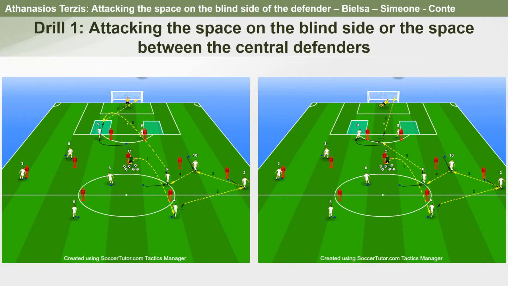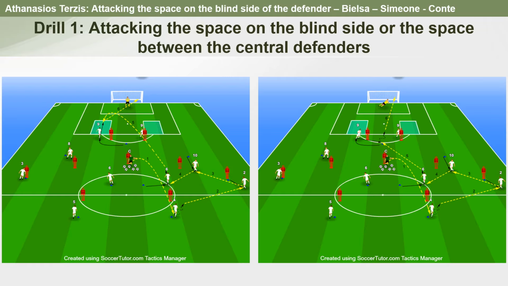Drill number 1 is executed in about 2/3 of a normal field. There are 9 mannequins, while the white players take up positions on the blue cones. The drill starts with a pass from the coach towards one of the central defenders. The central defender receives and then moves the ball to the fullback.